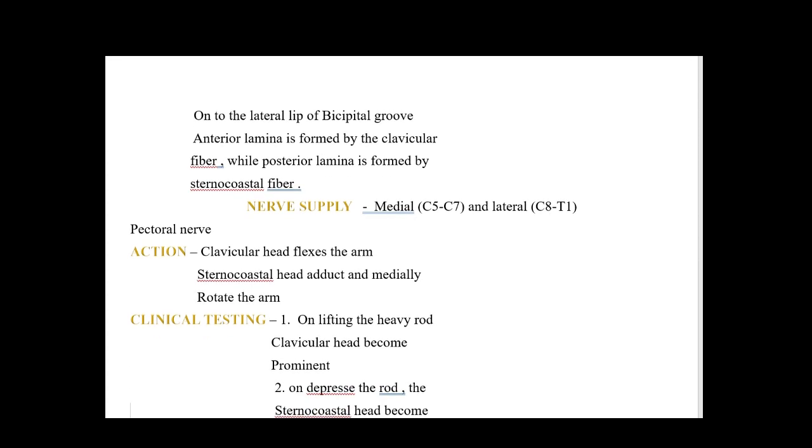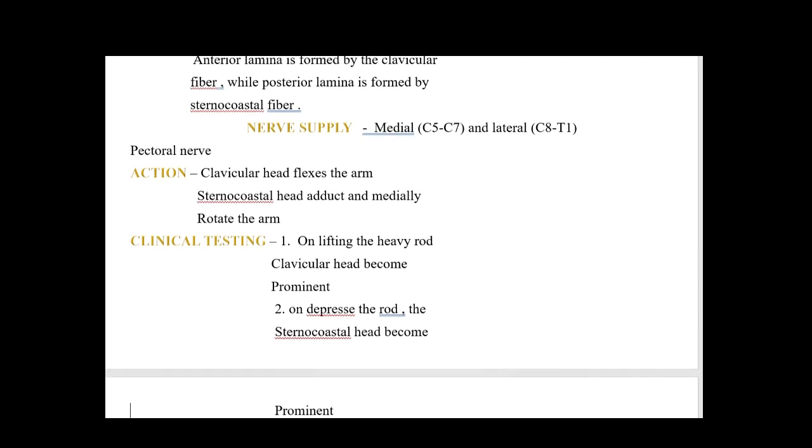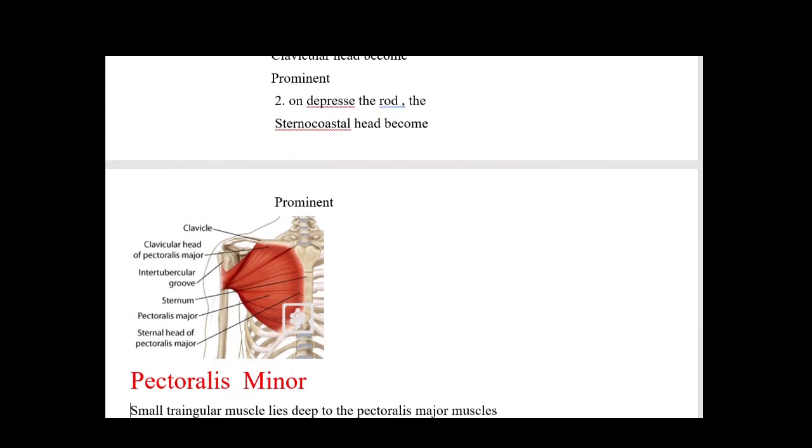Let's see its action. The two heads, clavicular head and sternocostal head, have separate actions. The clavicular head helps to flex our arm, and the sternocostal head adducts and medially rotates the arm. Let's see its clinical testing. On lifting a heavy rod, our clavicular head becomes prominent, and when we depress the rod, the sternocostal head becomes prominent. You can see this diagram.